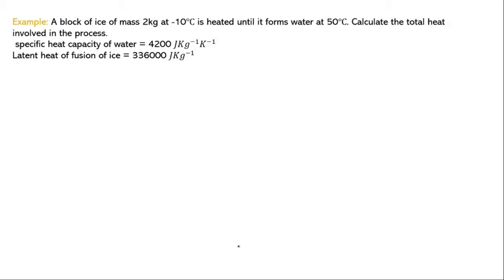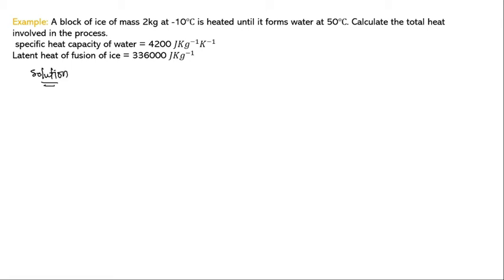So example number 2, we want to look at a block of ice of mass 2 kilogram at negative 10 degrees Celsius is heated until it forms water at 50 degrees Celsius. We are to calculate the total heat involved in this process, given that the specific heat capacity of water is 4,200 joules per kilogram per Kelvin, and then the latent heat of fusion of ice is 336,000 joules per kilogram. So let's go ahead and solve this question. So we write down our solution.